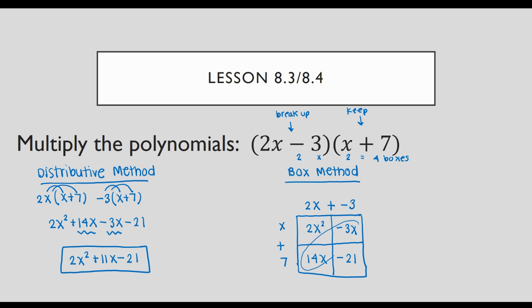Notice that inside the boxes, there are a couple of like terms. So everything else is going to stay the same. So we'll start with the 2x squared. Like terms, we do not add exponents. 14x minus 3x will give me that positive 11x, and then we still have negative 21. Notice how, like I said, we got the exact same answer, which is why it doesn't matter which method you choose. Pick one to then multiply.